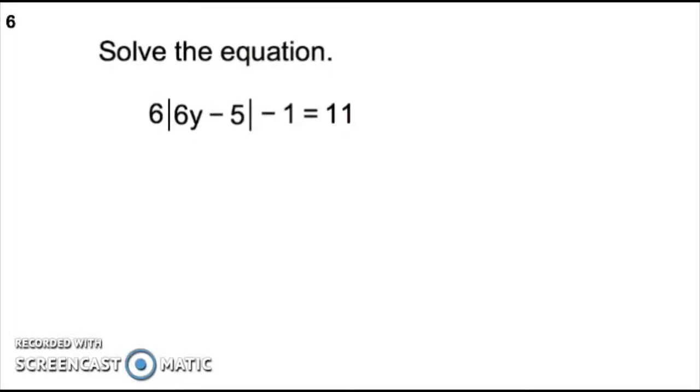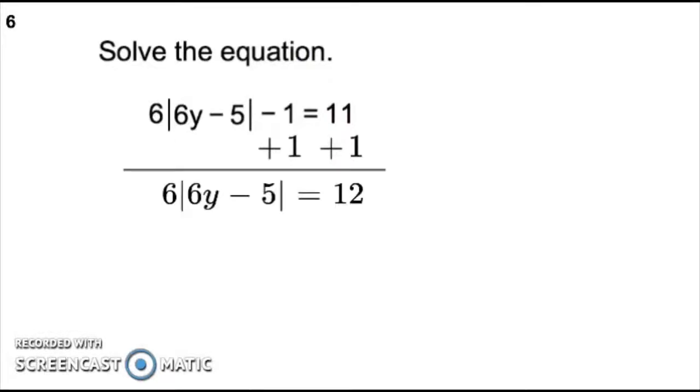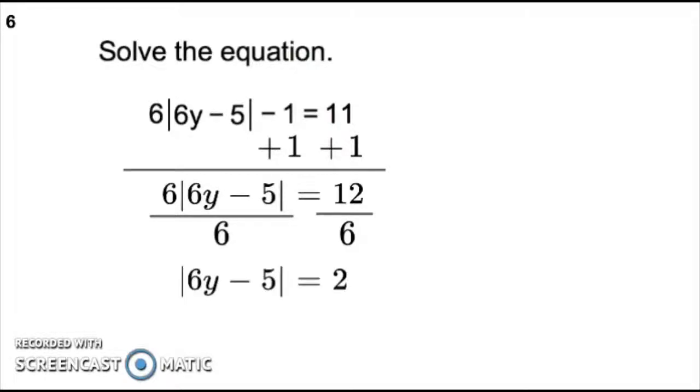So we have to get the absolute value term by itself. So we first add 1 to both sides, which gives us 6 times the absolute value of 6y minus 5 equals 12. Now, to get the absolute value by itself, you have to divide both sides by 6 because you cannot distribute a number inside the absolute value. So dividing both sides by 6 gives you 6y minus 5 equals 2.